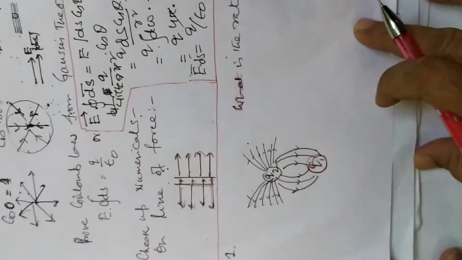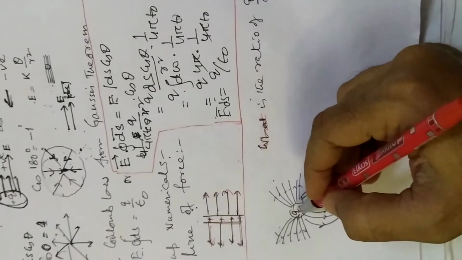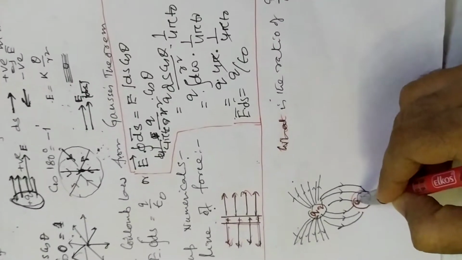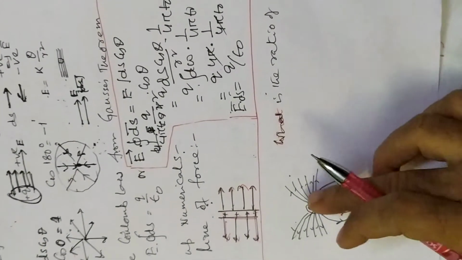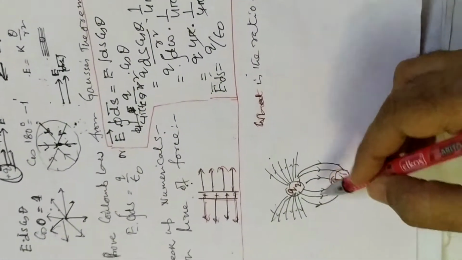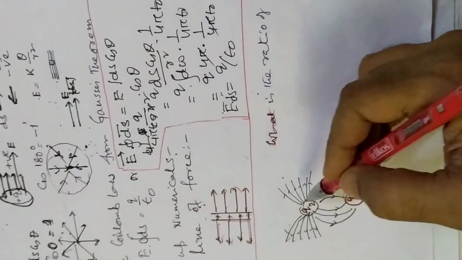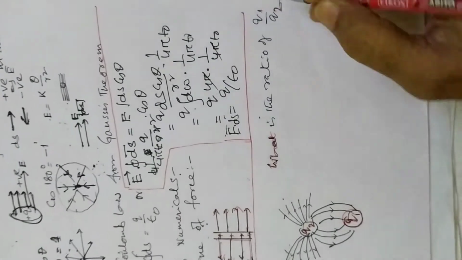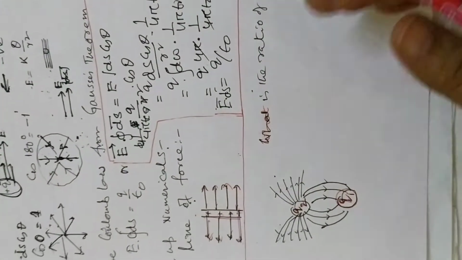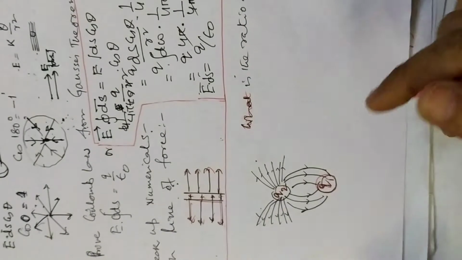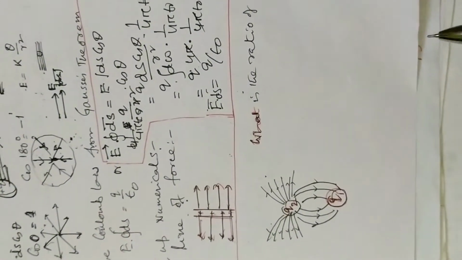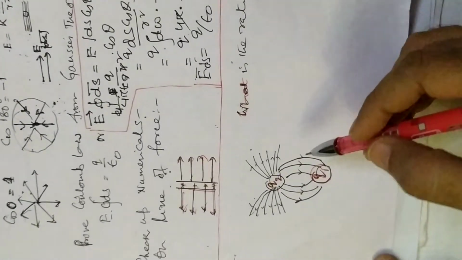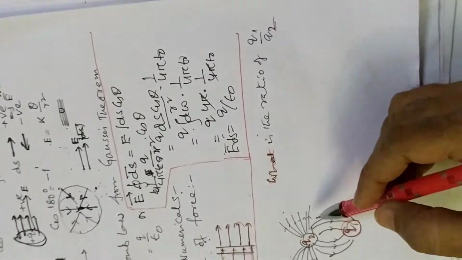Now let us do one sum. One charge is shown, that is Q2, and another charge is Q1. We will have to show the ratio of these charges. Charges are scalar quantities, so we'll show the ratios of the charges. How will we show it? For this type of problem, we'll be counting the lines of force.